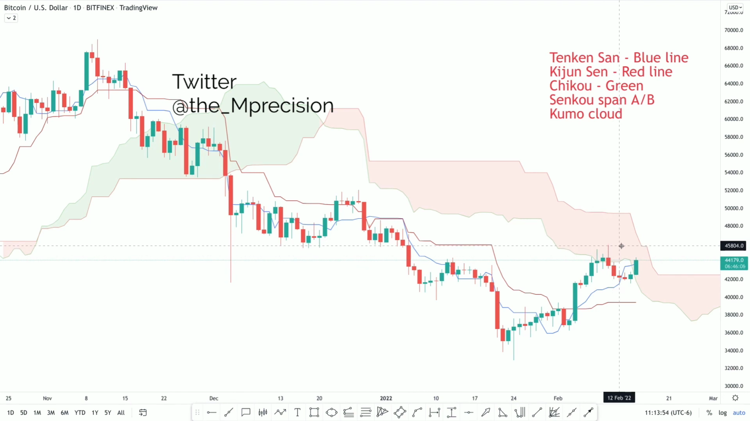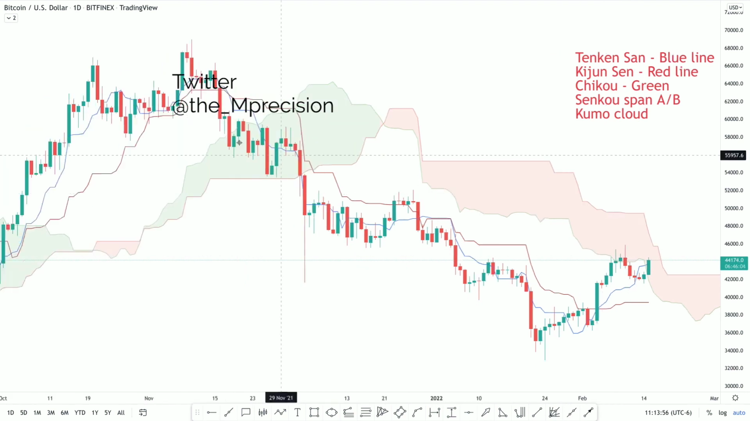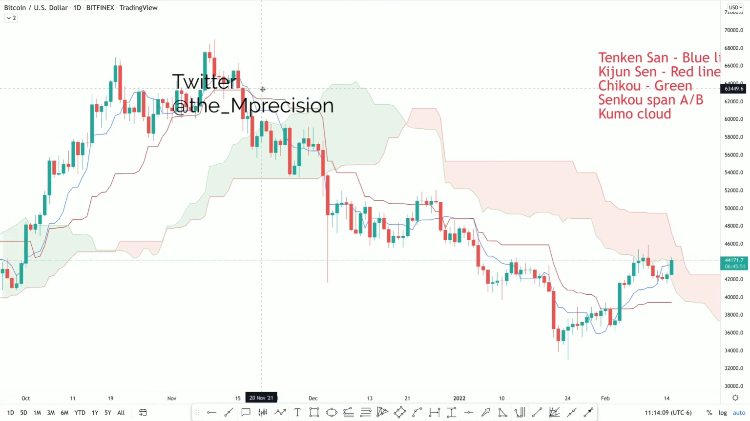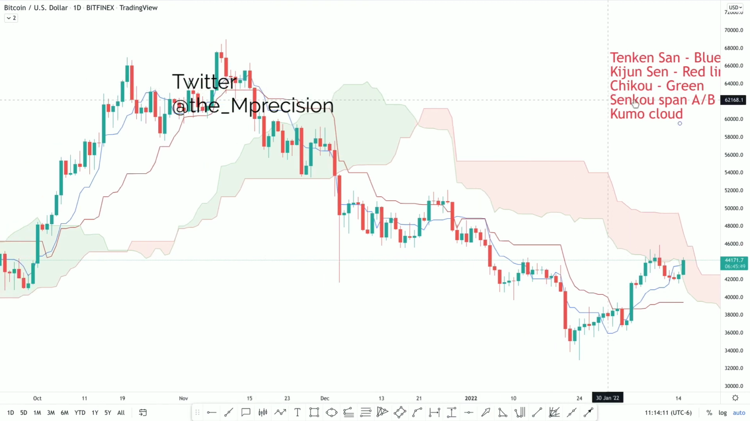So what time frame do I recommend? At the lowest, I would recommend 4 hours. And at the best, I would recommend is 1 day for Ichimoku. Like 1 day is where Ichimoku shines. Having established that, I did not cover Chico. I'm going to cover Chico as well. And I'm going to add this.